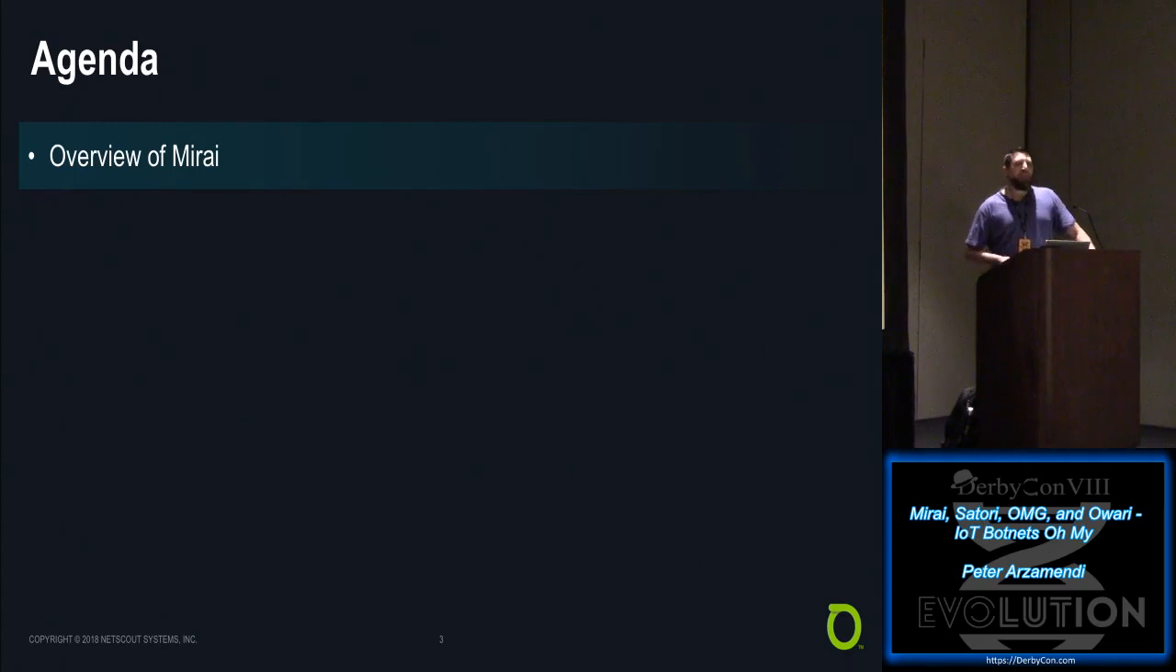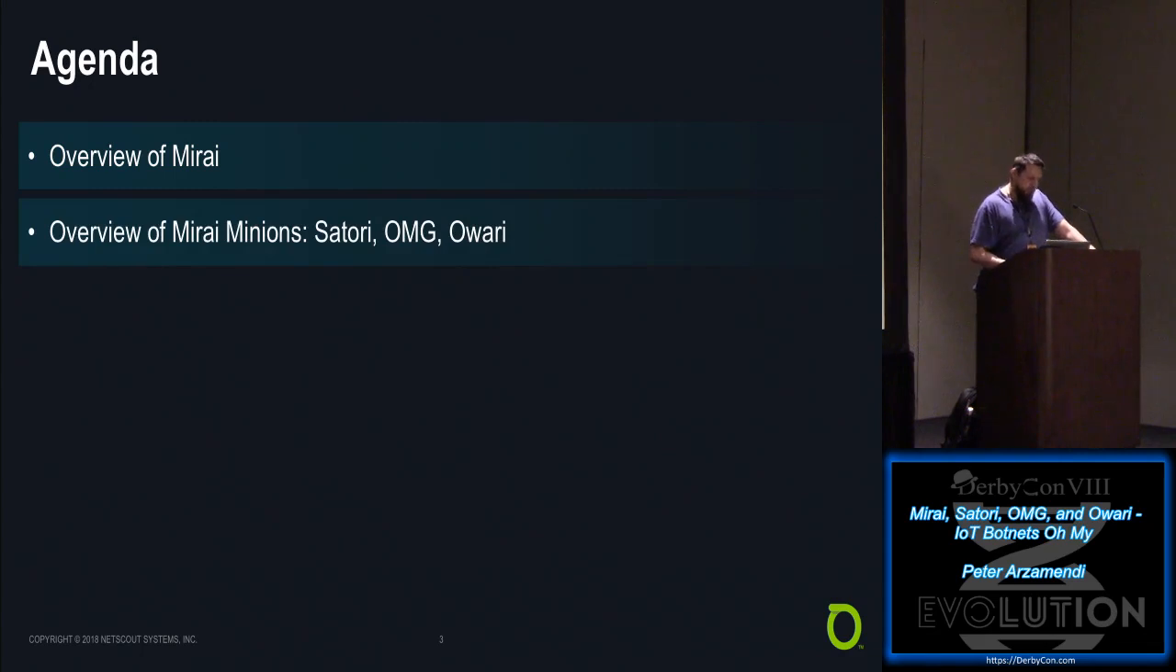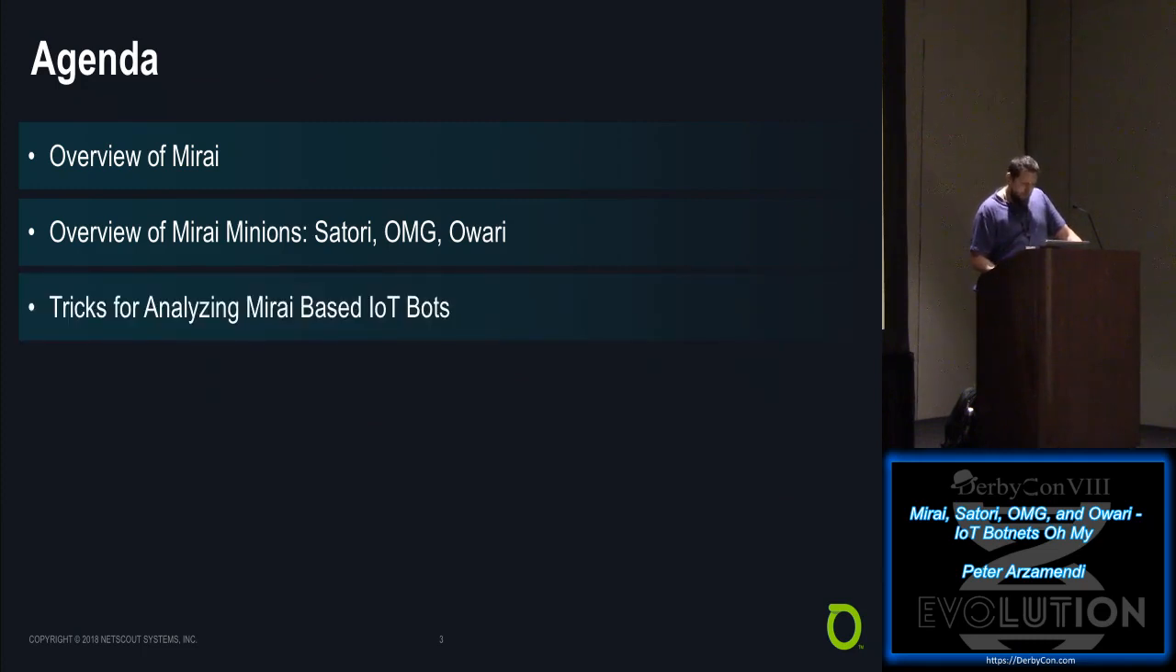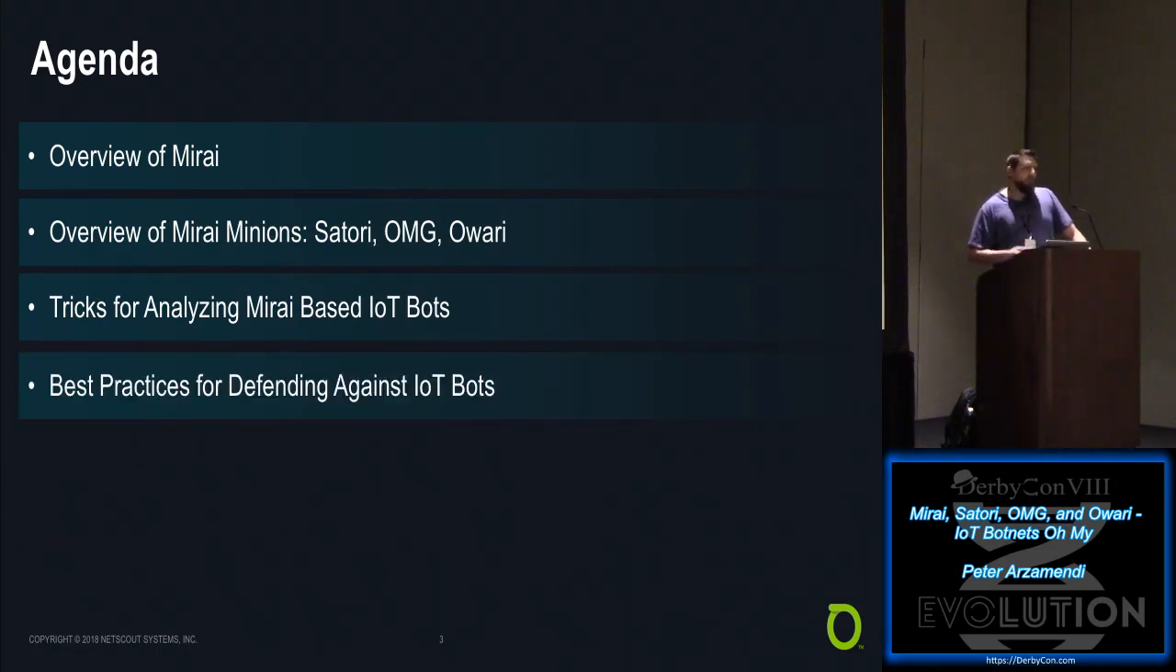Today's agenda, we're going to look at how Mirai has been used as a framework for IoT botnet authors. We'll take a look at 3 specific IoT variances. Those are Satori, OMG, Owari. We'll look at how each of them have used Mirai as a framework to build upon, and then also additional flair that they've added to make it their own. Next, we'll look at tricks and techniques you can use when analyzing IoT-based malware. We'll talk about some best practices around defending against IoT bots. And finally, we'll open it up to any questions you all may have.